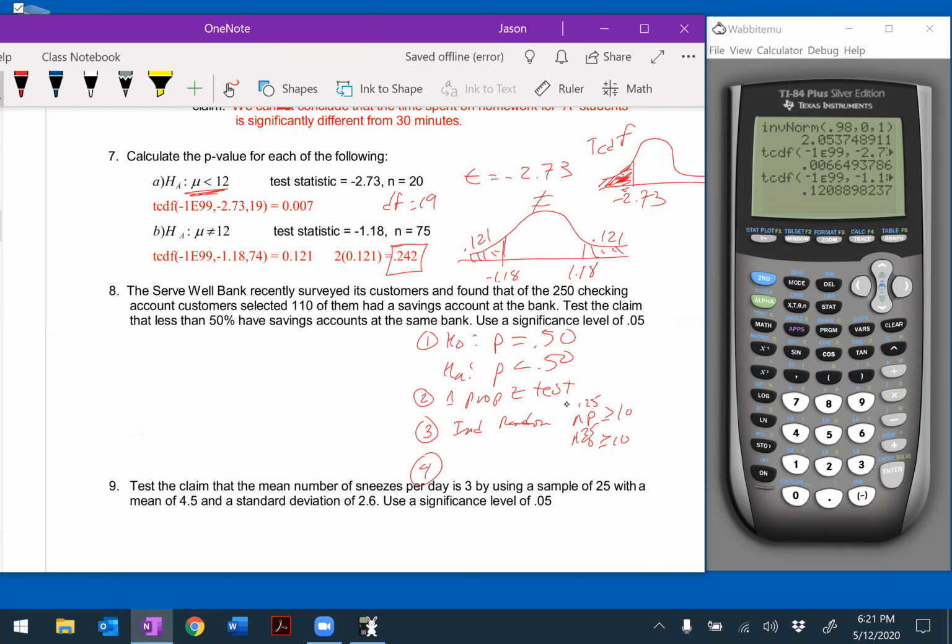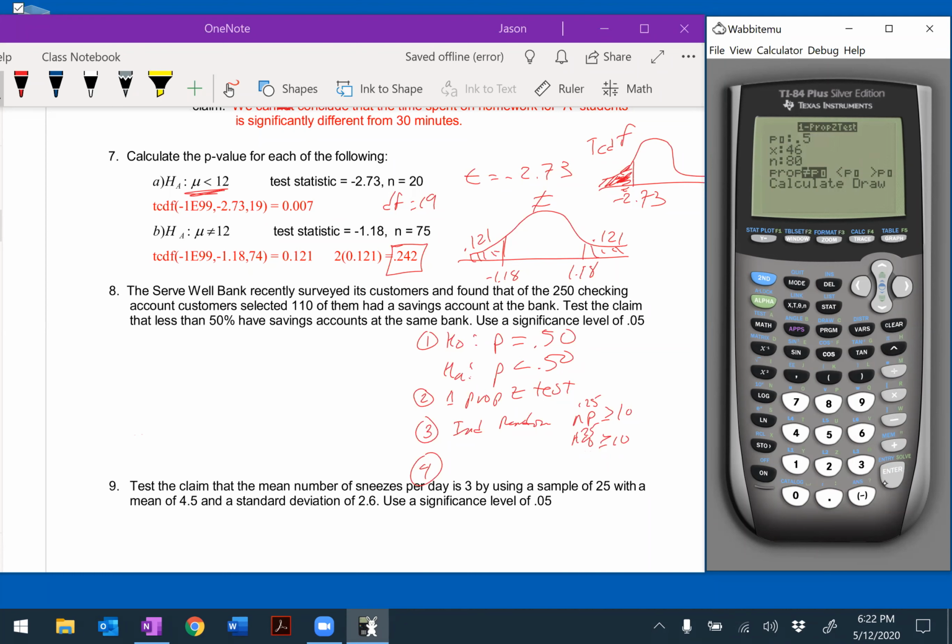Number 4 is to calculate the p-value. So what's going to be our p-value here? Well, we just have to use the calculator to help us do that. So we're going to go stat, tests, and we want to test the claim that it's less than 50%. So we want a one prop Z test. That's number 5 here. What's the null probability? It's 0.5.